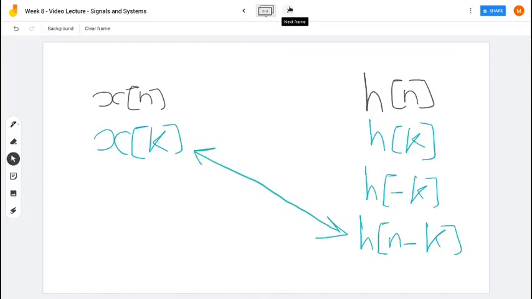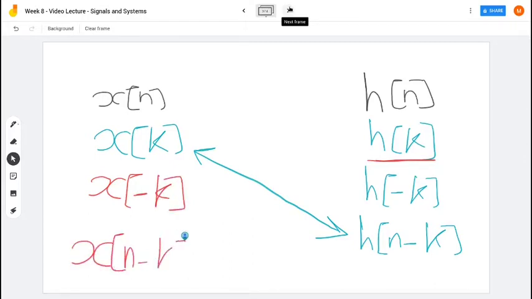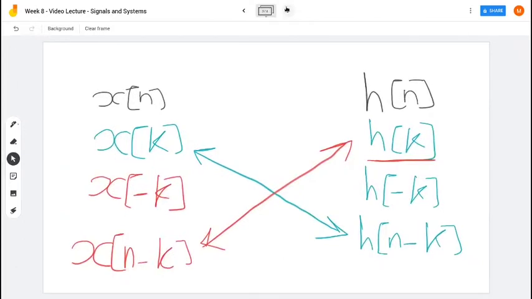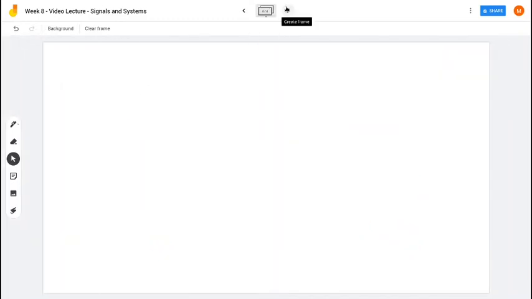Or equivalently, we can keep h of k as is, and then mirror to get h of minus k and shift. Then it will be x of n minus k, and now we can multiply h of k times x of n minus k and do the summation. This is basically these two definitions. We have seen that we can compute the output of any LTI system through the convolution sum for discrete time systems, and we have also seen a few examples.